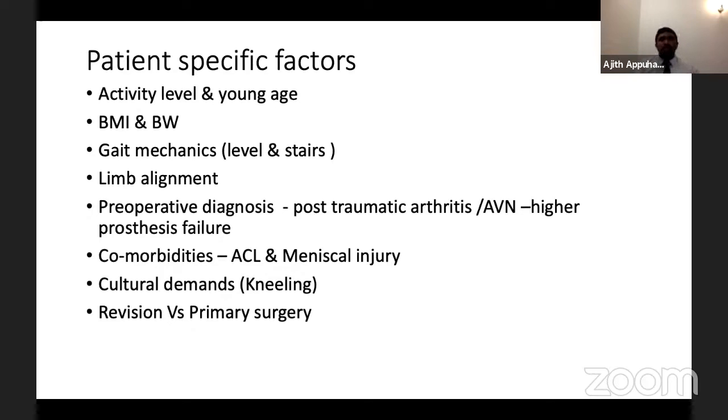When you go to the patient specific factors, activity level: if patients are very active, running, jumping, there is a high chance of implant failure. Activity is more means sliding distance is more. And young age, very active, high implant failure. High weight, BMI, body weight, and gait mechanism, limb alignment, sometimes other comorbidities, sometimes cultural demands, people kneel down as a cultural thing, so high chance of failure. And whether it's primary or revision, second revision, so those are the factors.